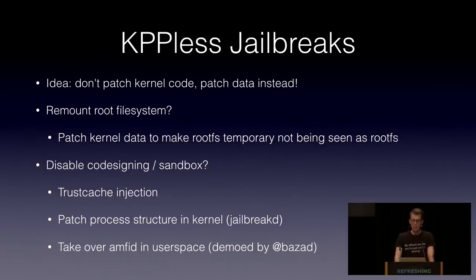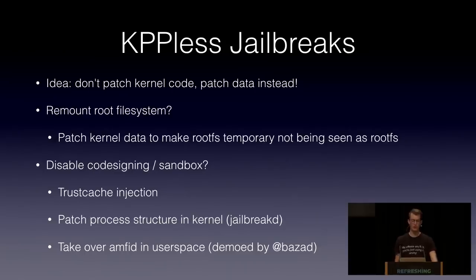So, KPP-less jailbreaks. So the idea is don't patch the kernel code, but instead patch the data. So for an example, we go for remounting the root file system. We know we have hard-coded checks which forbid us to mount the root file system read-write. But what we can do is, in the kernel, there's a structure representing the root file system. And we can patch that structure, removing the flag saying that this structure represents the root file system. And we simply remove that, and then we can call remount on the root file system. And then we put back the flag, so we kind of bypass the hard-coded check.